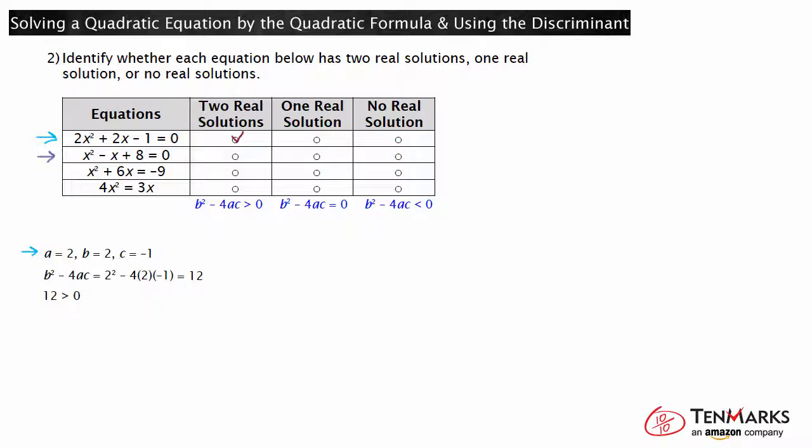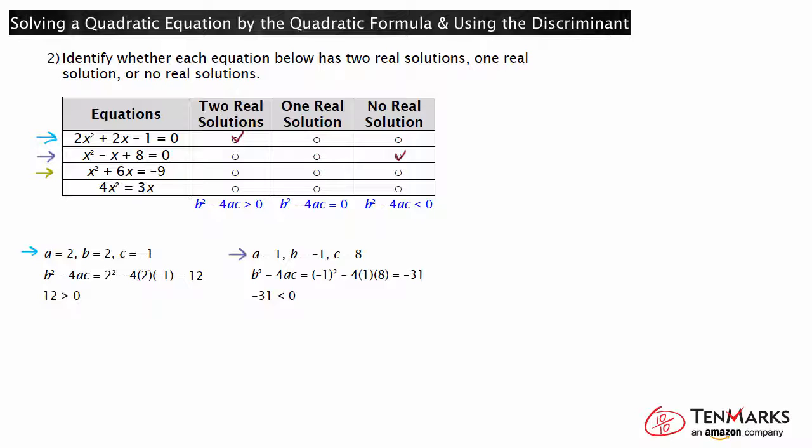The equation is already in the form ax squared plus bx plus c equals 0. So a equals 1, b equals -1, and c equals 8. Substituting into b squared minus 4ac gives -1 squared minus 4 times 1 times 8. Simplifying results in -31, which is less than 0. So the equation has no real solutions. Let's look at the third equation.